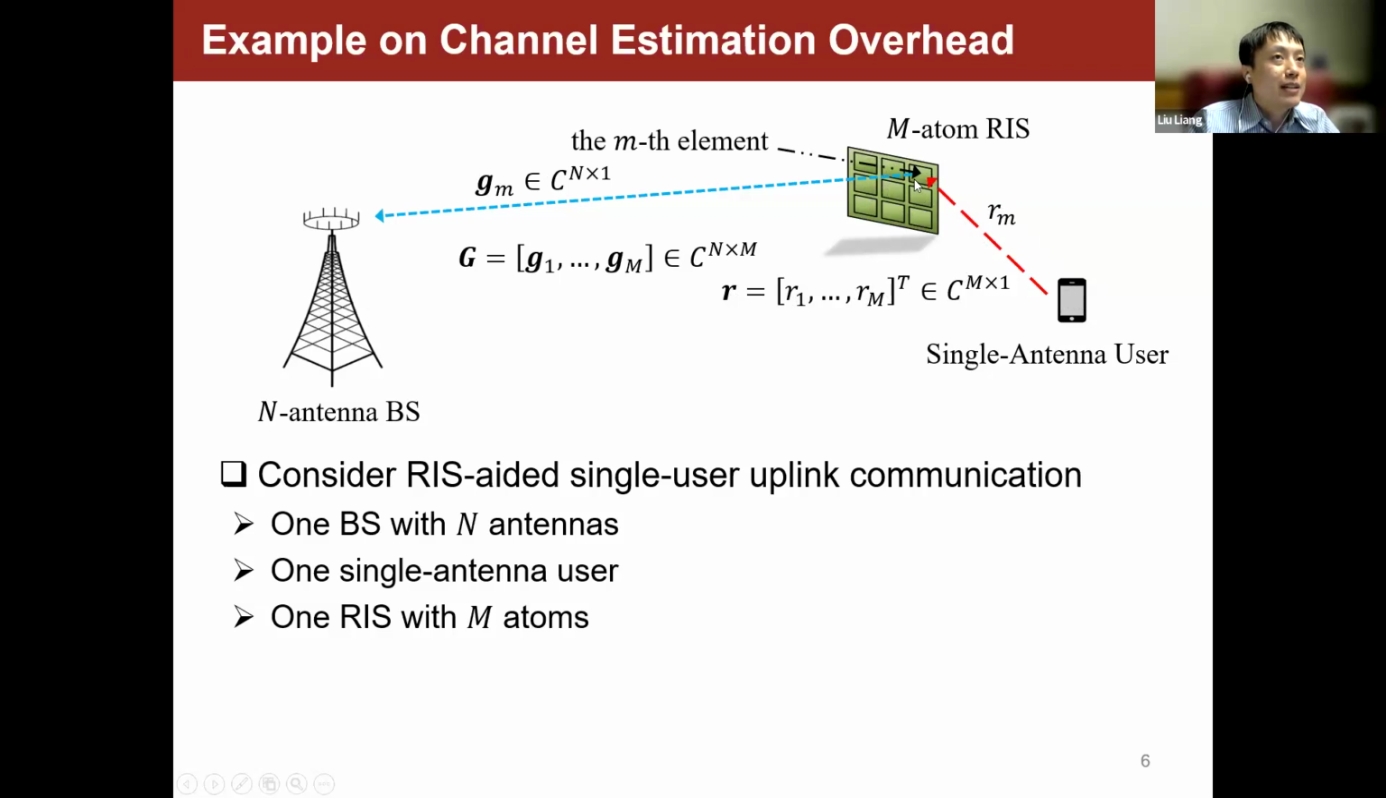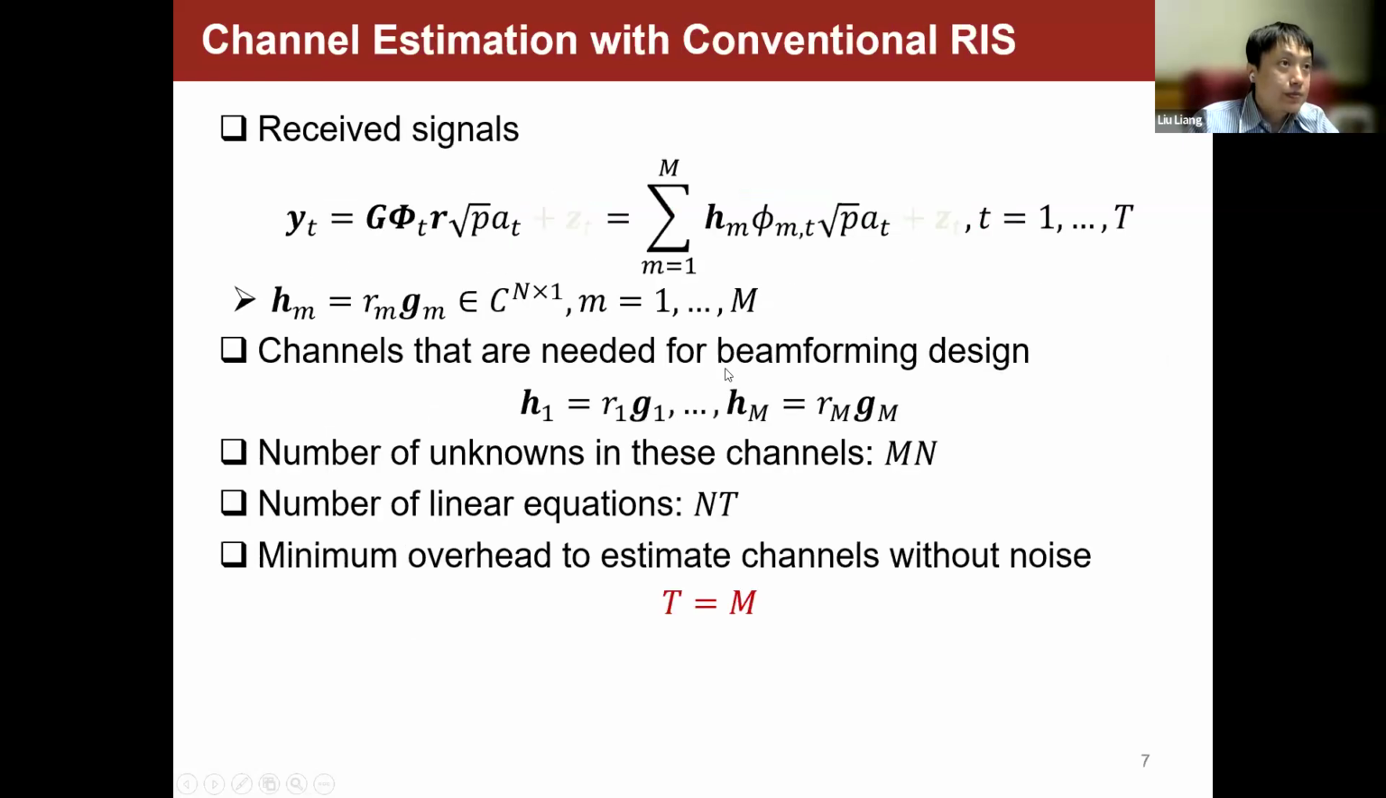And for reflecting element m of the RIS, its channel to the base station is denoted by g_m. This is an N by 1 vector because we have N antennas at the base station. And again, we can define a big matrix G, which consists of g_1 until g_M. So this is the overall channel from the RIS to the base station. This is an N by M matrix. And this is the setup we are considering for the conventional RIS-aided communication.